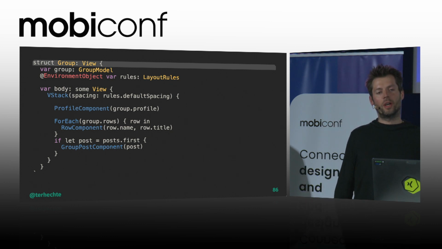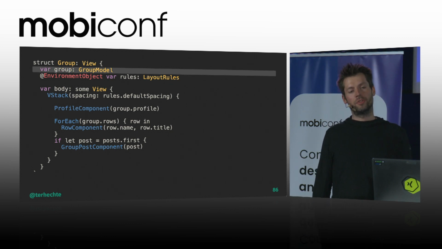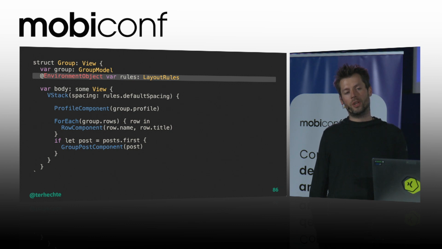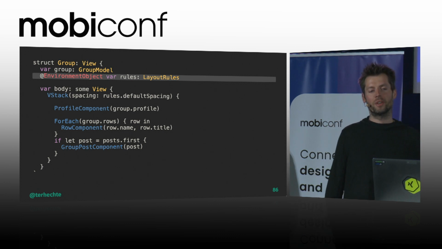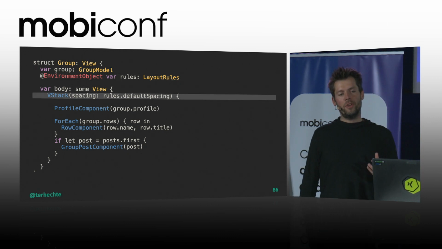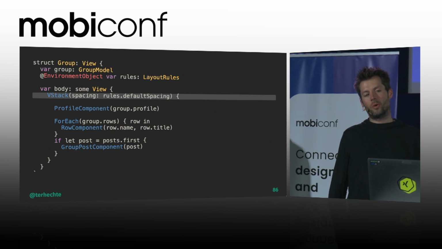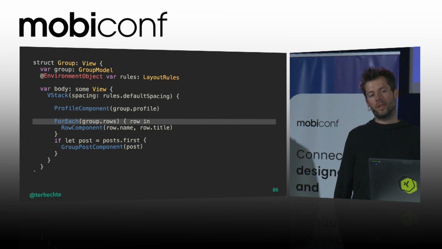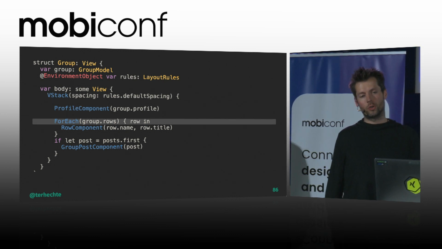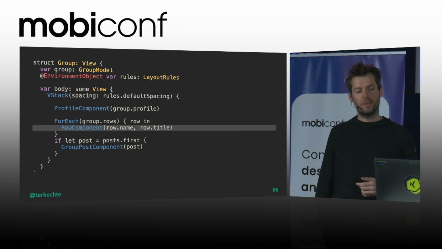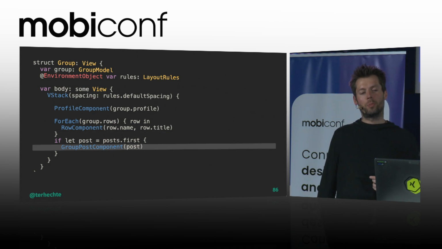Here we have a SwiftUI group, and it receives a model. And here we have an environment object that is all the layout rules. And this is basically inherited by the environment. So every view basically also has access to this. So we have a VStack, which is a vertical stack of elements. And the spacing comes from our rules. And then we add a profile component. And then for each group row, we add the row component with a lot of stuff. And then if there's a post, we add a group post component.